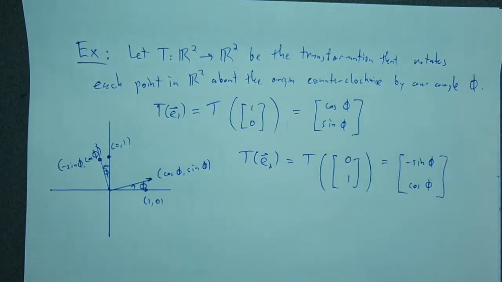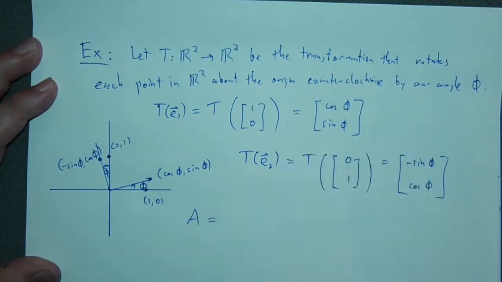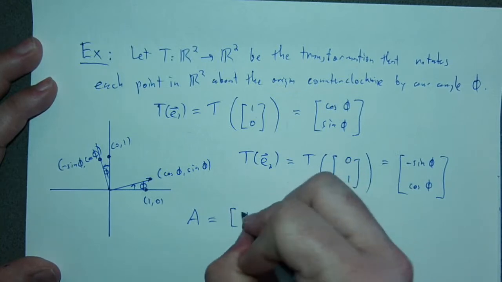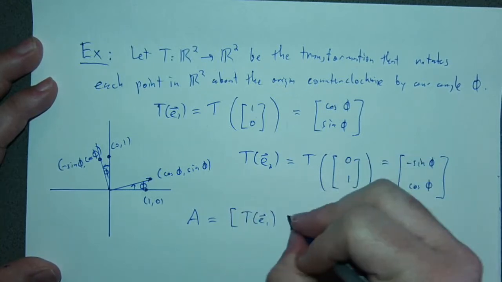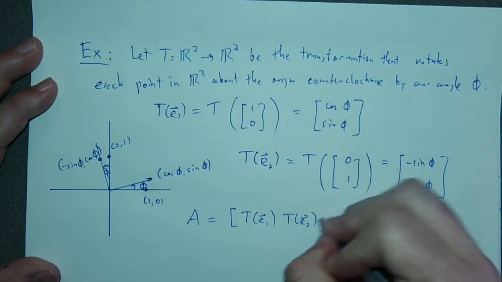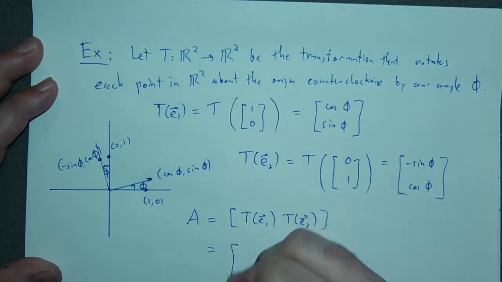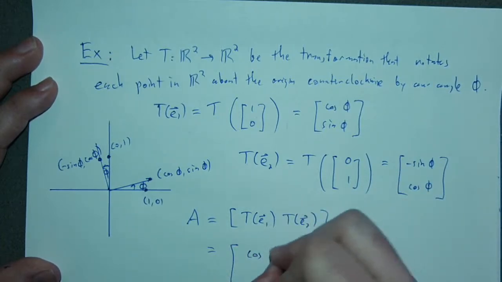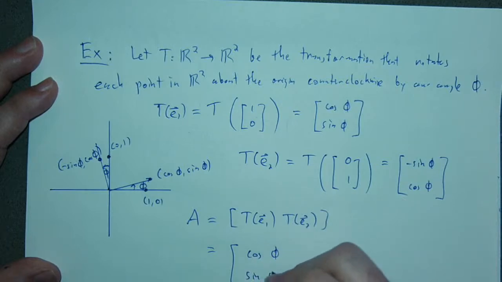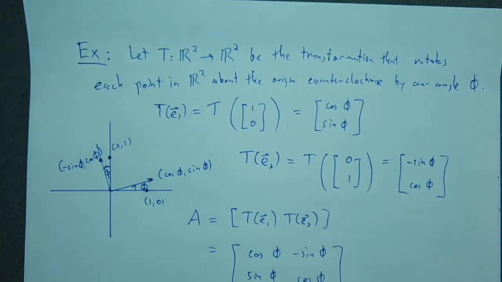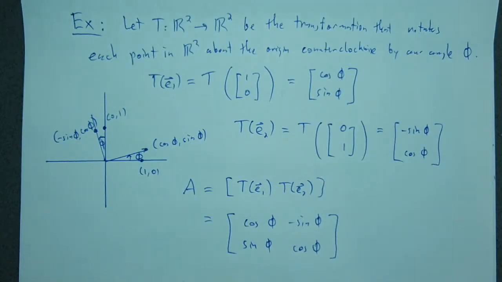So what is my matrix A? Then my standard matrix A is T of e sub 1, T of e sub 2, which is cosine phi, sine phi, minus sine phi, cosine phi. All right.